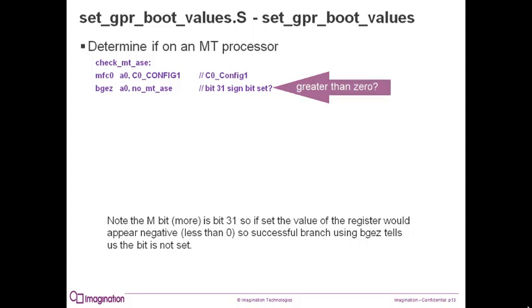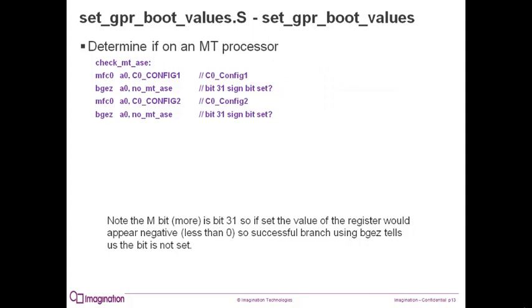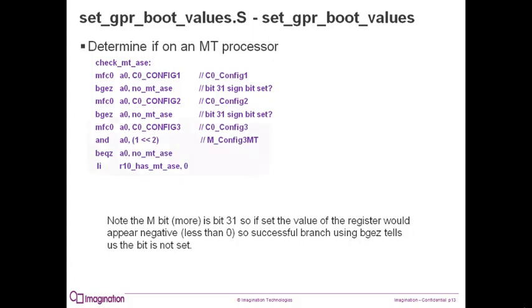The simplest way to test the bit is to see if the register is greater than 0, using a branch greater than 0 instruction. The code then looks at the config 2 register in the same manner as it did config 1. The code reads the config 3 register, isolates the MT bit, bit 2, tests it, and branches to the no MTSE function if it's not set.